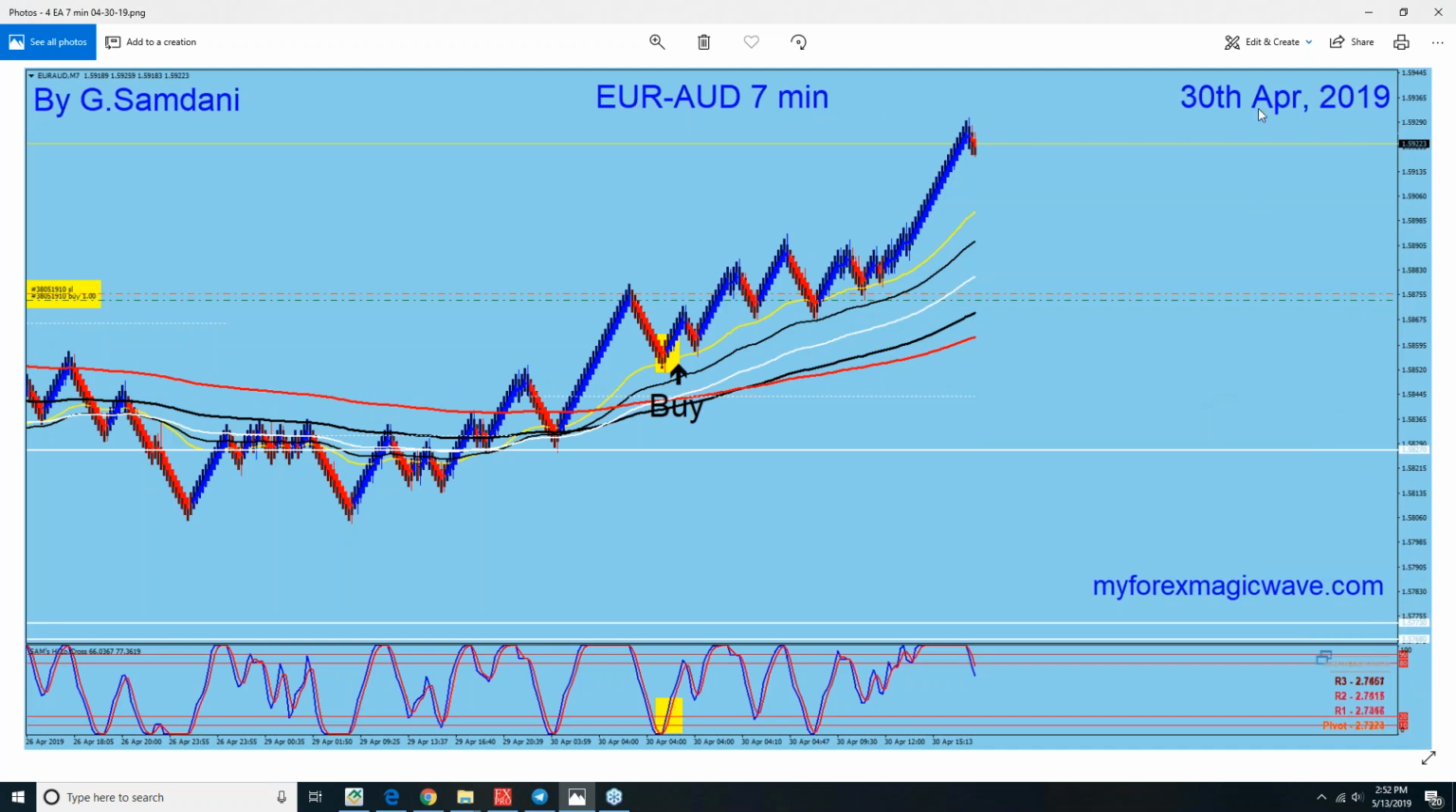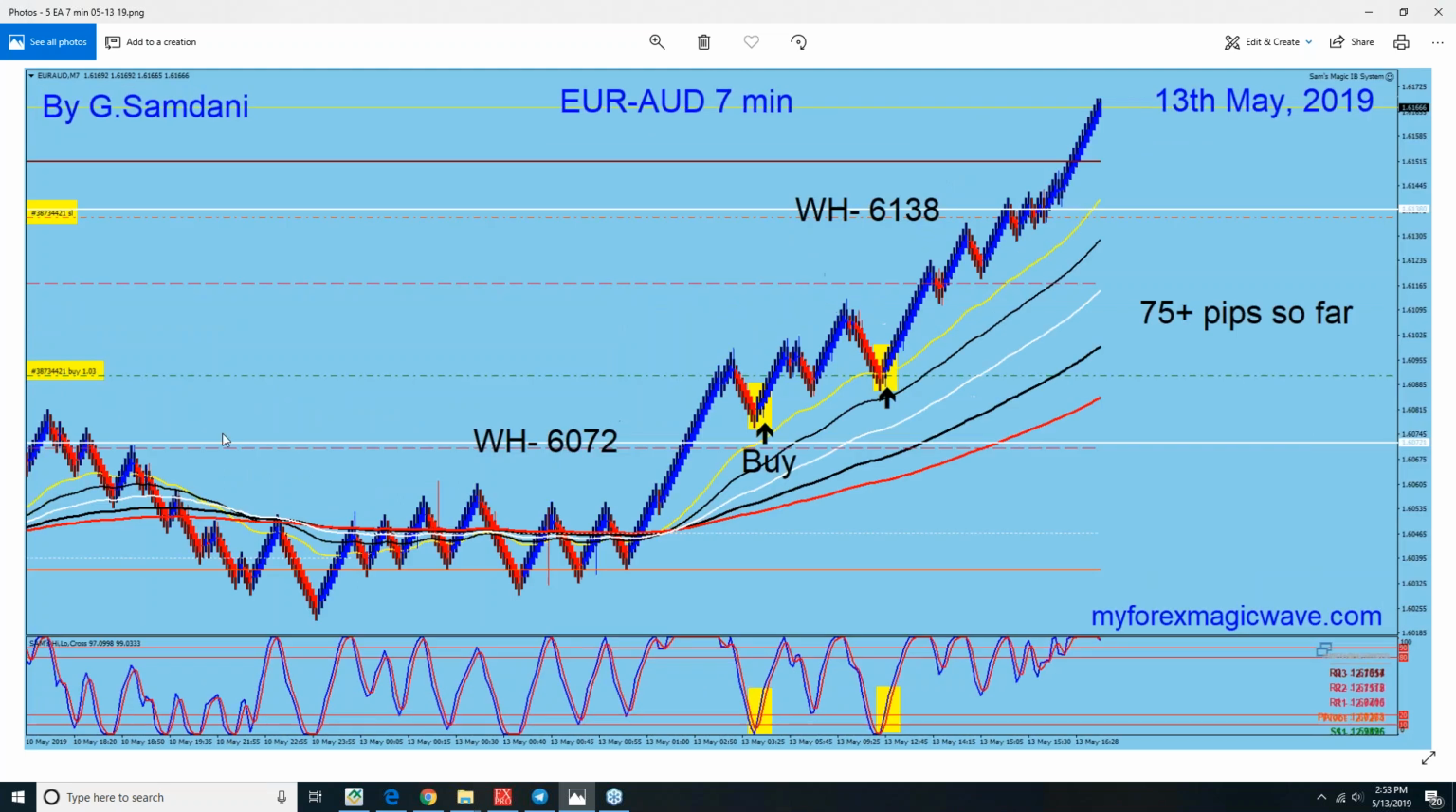So Euro Aussie 30-minute, and then look what happened today. Just keep this picture in your eye, right? Below the wave here, below the red line, and all of a sudden going to the upside, much higher low, right? And then indicators all the way down and make the entry. Look what happened. This is today.